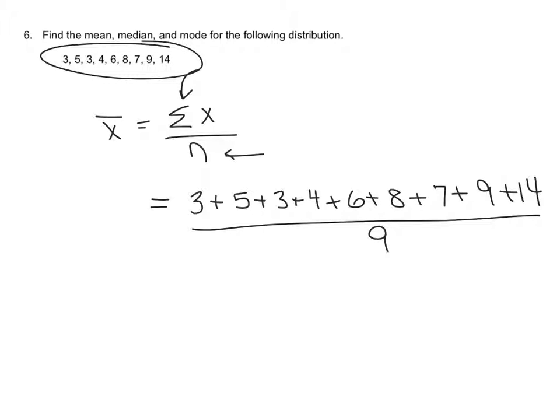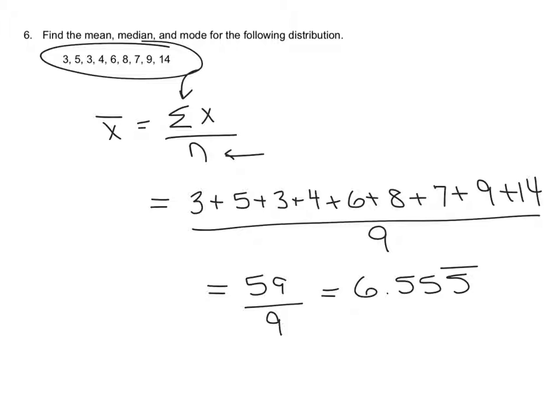When we add all the values together, we get 59. And 59 divided by 9 gives us a decimal of 6.555 repeating. Now we'll write the mean rounded to 1 decimal place.